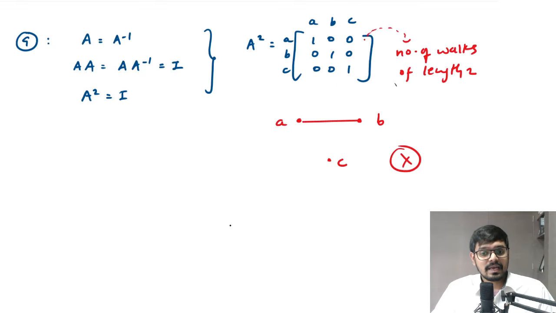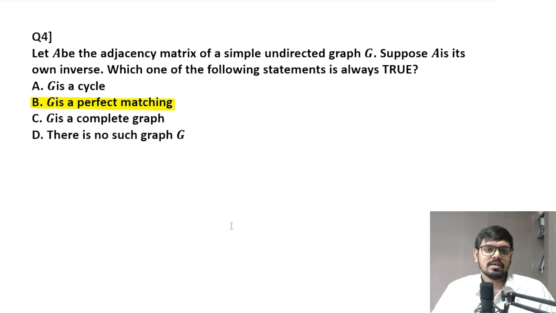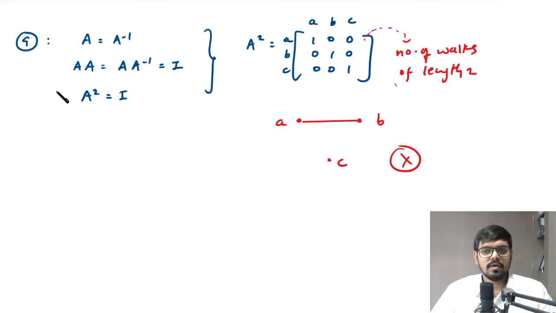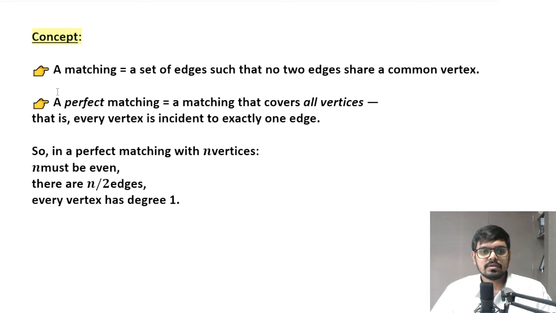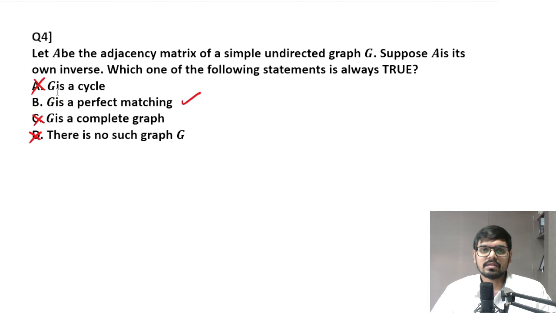If this graph exists, then option D is wrong. Options A and C are also wrong, since option A talks about a cycle. Those were not cycles. And C talks about a complete graph. Those graphs were not complete graphs. Right? So option elimination says option B is correct. Very beautiful question. But now you will say, sir, what is a perfect matching?